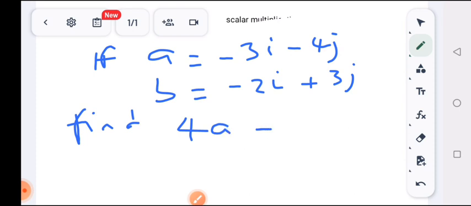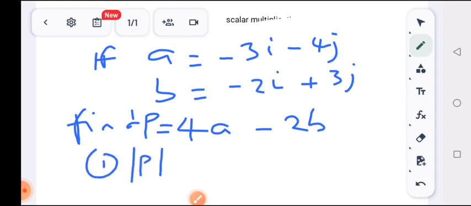4a minus 2b, or find p, which is 4a minus 2b. Then our second question may go like, find the magnitude of p. So we have a 2-in-1 question and we want to quickly address it. Please don't forget our a is minus 3i minus 4j and our b is minus 2i plus 3j. I'm writing it in my pad so that I can quickly type it out and give an answer.